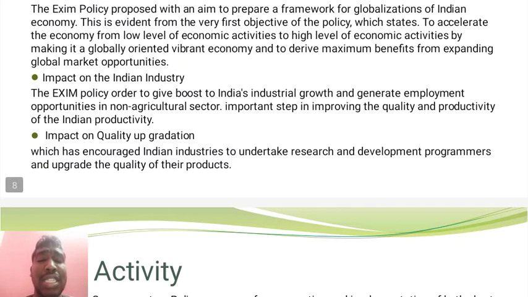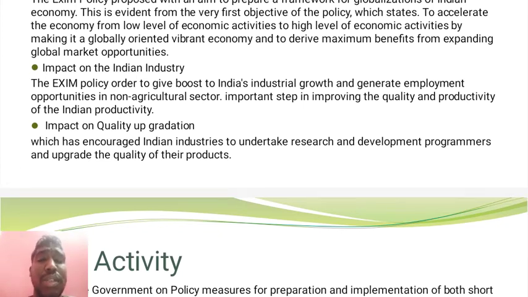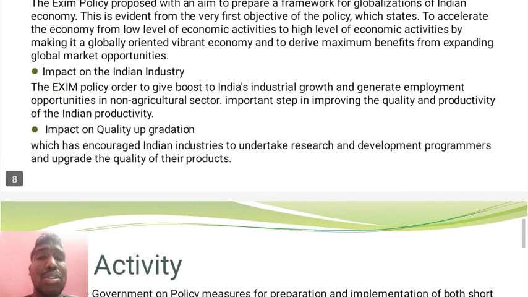The next point is the impact on the Indian industry. Impact on the Indian industry means what we are producing here. When we export that product, we get the profit on that. Even with this, we are building good relationships with other countries, and revenues also go up.